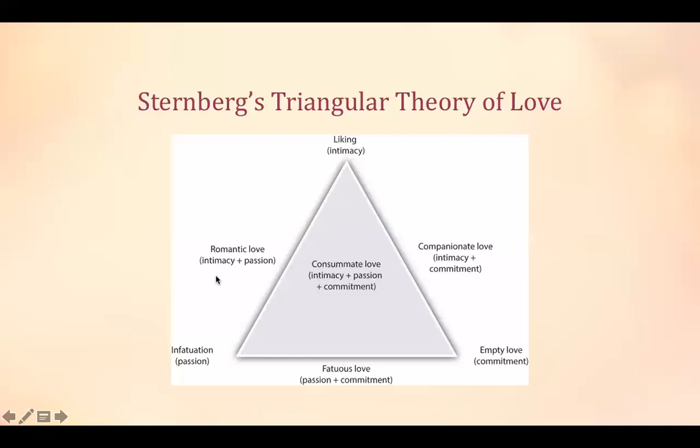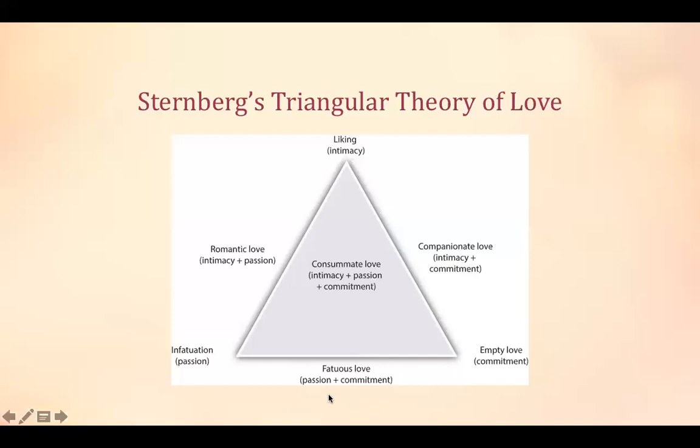Now, how about if a couple has both intimacy and passion? So they have emotional closeness and they do have a sexual relationship, but they don't have any kind of long-term commitment. They know that this is short-term. So an example of that could be a summer romance, where maybe two people meet on vacation or summer camp and they have intimacy and passion, but they know that once the summer is over, then the relationship will be over. And that's called romantic love.